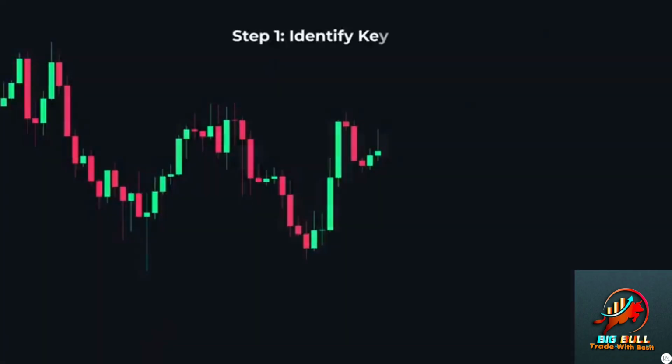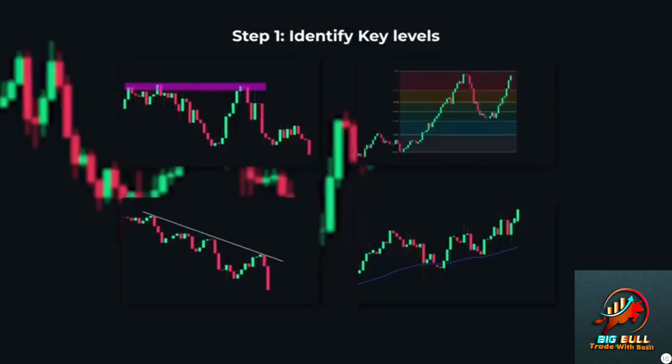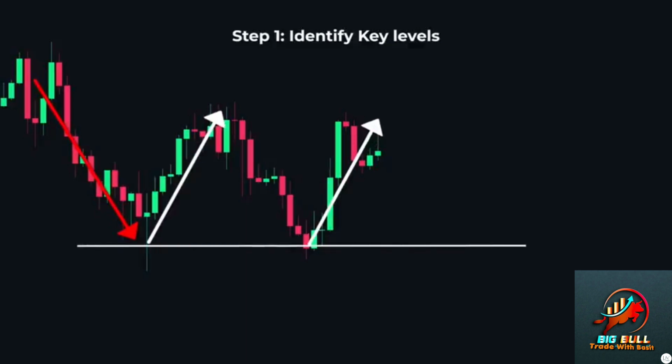So, the first step of the strategy is to identify a key level on a chart. There are many types of key levels, like support and resistance, dynamic key levels, trend lines, Fibonacci levels, and more. I won't discuss all of them in this video because it would take too long, but to keep things simple for this tutorial, we can start by finding support and resistance levels or trend lines. Here's an example. In this chart, we can see the price has formed a downtrend and reversed twice at a specific area, making it a level of support.